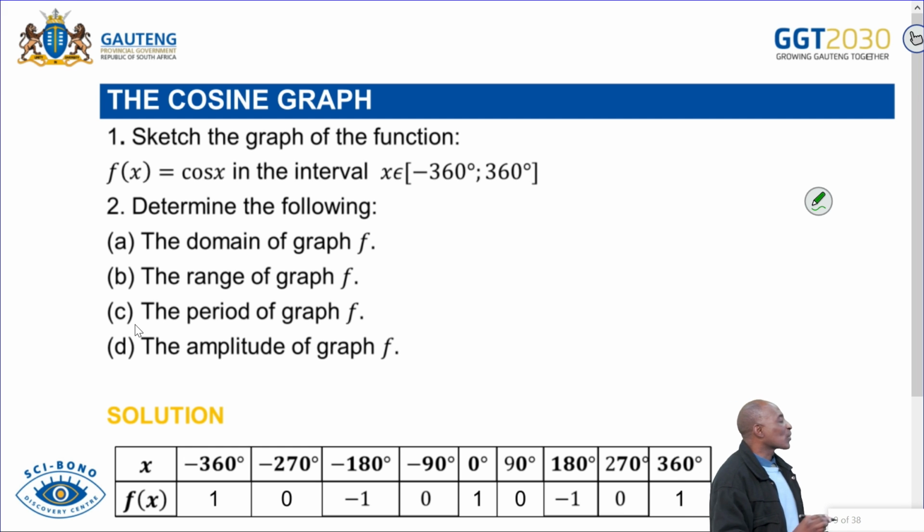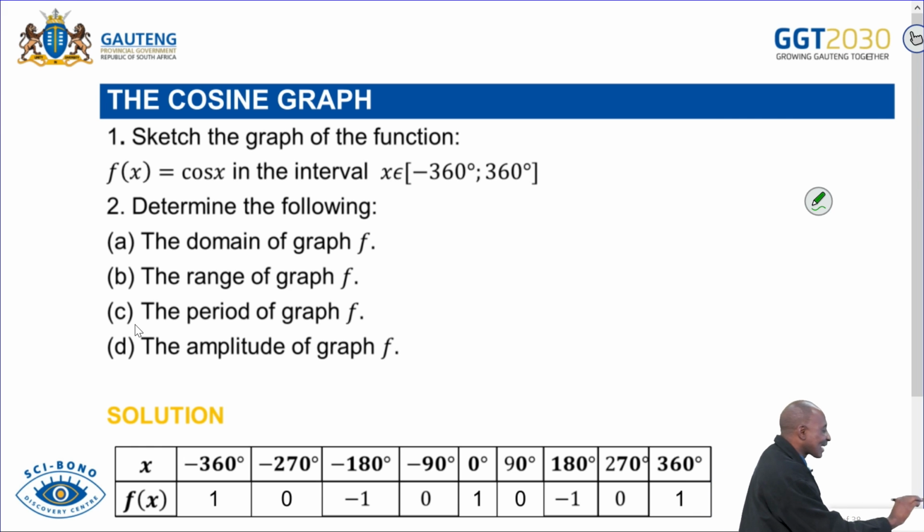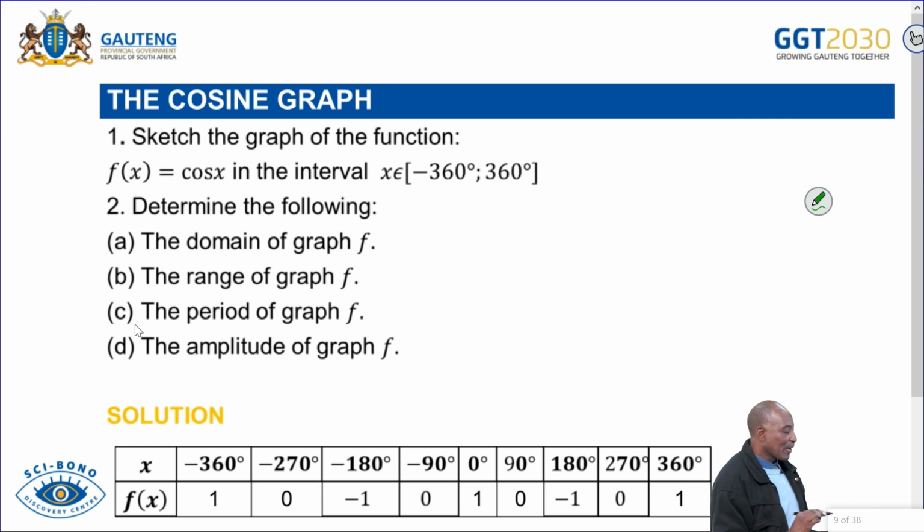We're basically going to answer the same questions: the domain, the range, the period of the graph, and of course the amplitude. Right. Likewise, we are going to do the same we did with the sine graph. We have our domain. We will space our angles equally the same. And then negative 360 to 360. We go back to our calculator just as a reminder.